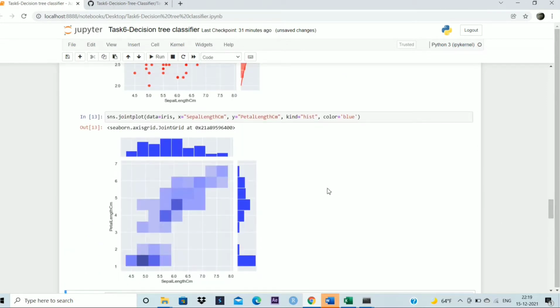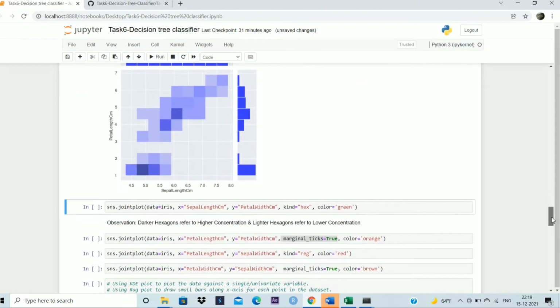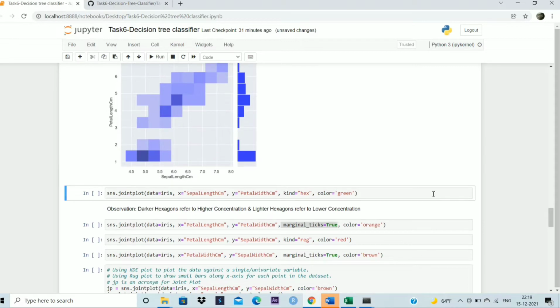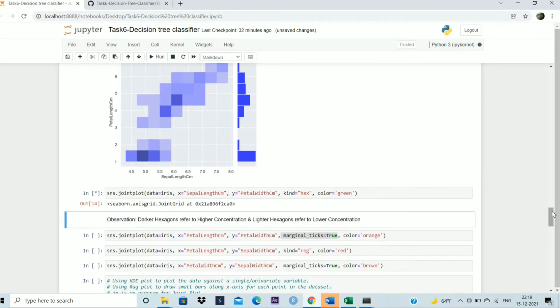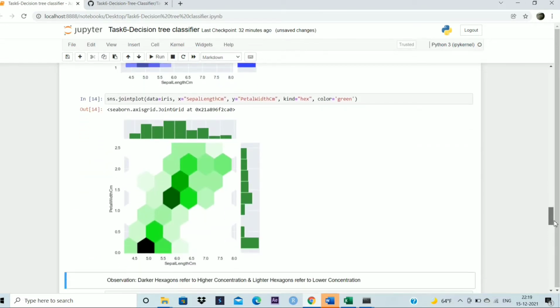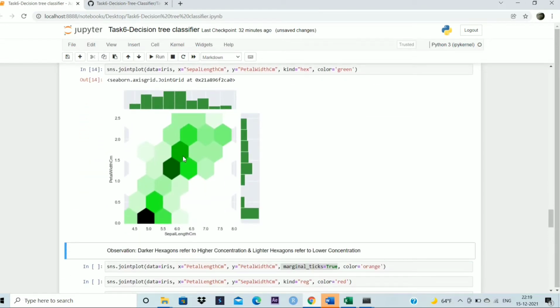Like this. In here, the dark spots refer to more dense points there, and the lighter area means less dense. Then the sepal length versus the petal width. Here again, this is a hexagon plot. So the higher concentration, the darker hexagons refer to higher concentration, and lighter hexagons refer to lower concentration.